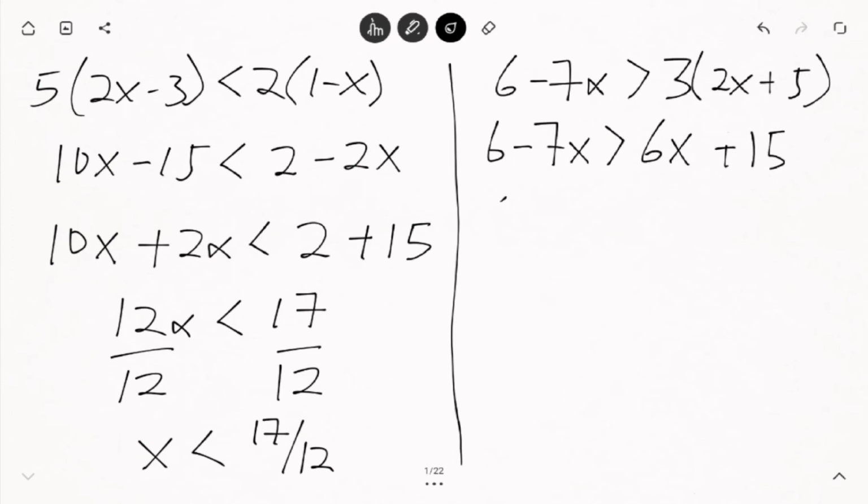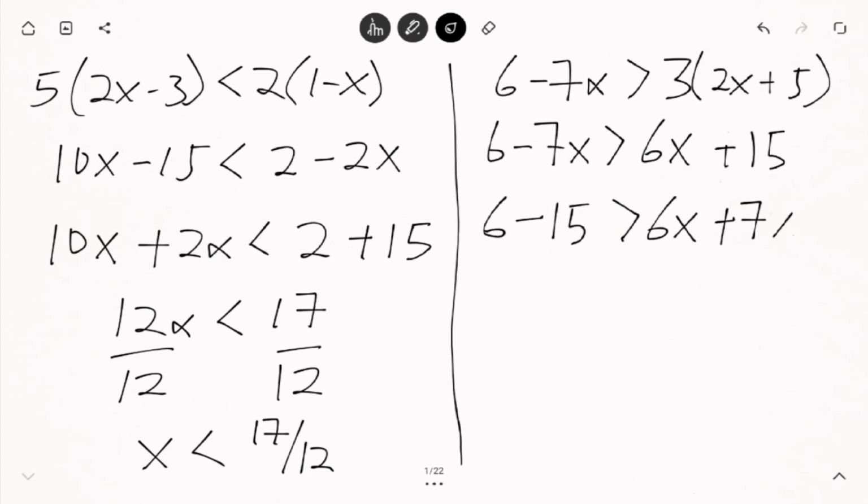You can group like terms any way you want, but for me in this case, I will send the negative 7x to the right hand side. So I maintain my 6 here, and I bring the 15 to the left hand side, it becomes negative 15. Over here it's positive, so we need to make sure when we cross the inequality sign, it becomes negative. I have my 6 over here, then I bring the 7x, it becomes plus 7x.